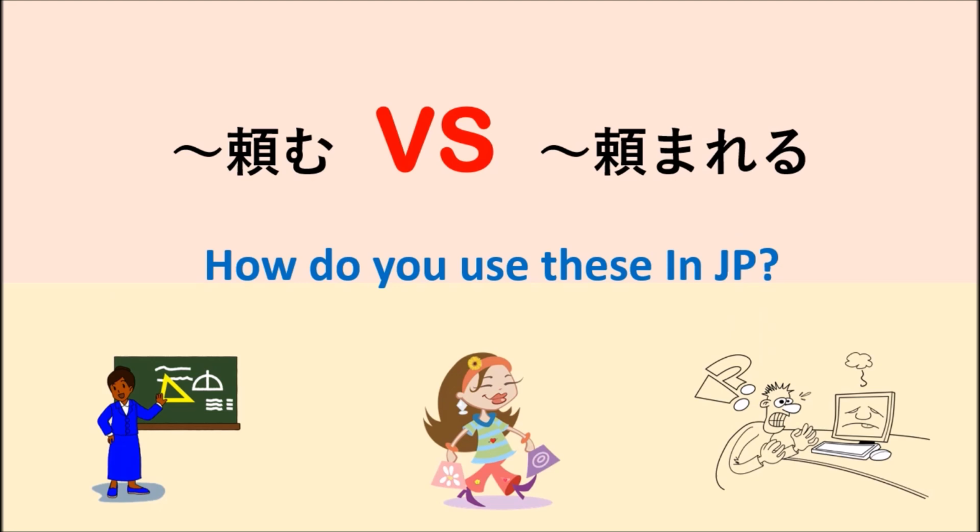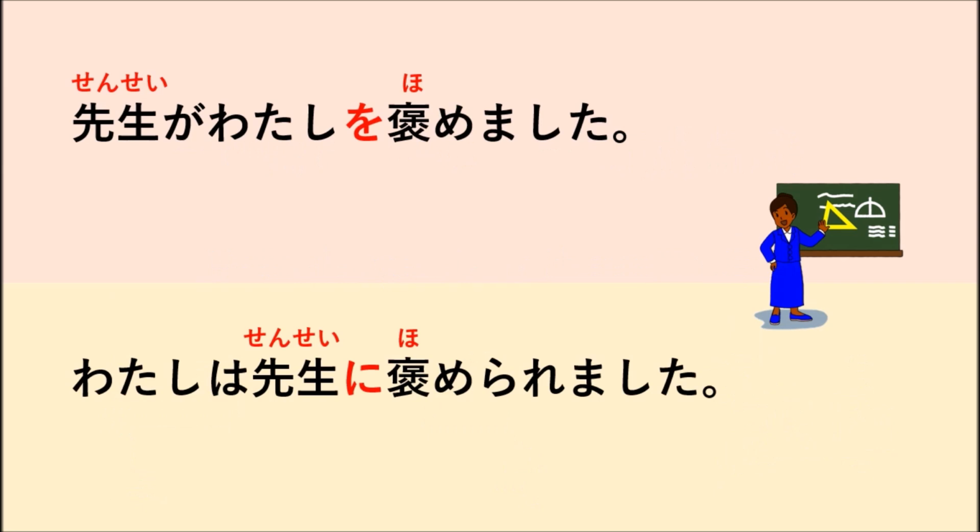The truth is that Tanomu is the dictionary form, and Tanomareru is from the passive verbs. In Japanese you change the dictionary form to be the passive verb, like Tanomareru. So how do they get used? Here we also have some examples. Here you can see.